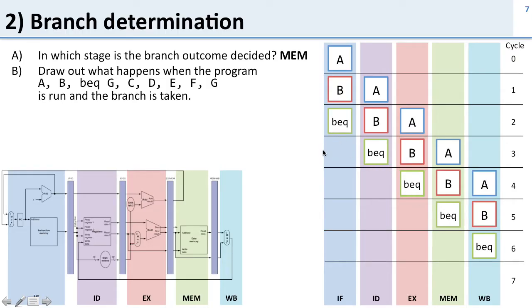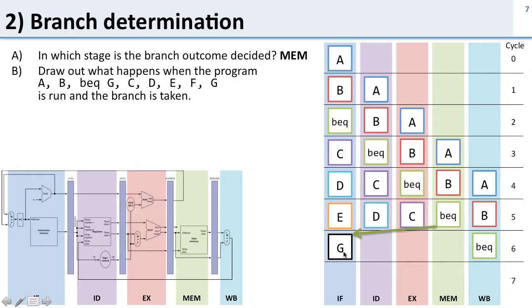So in cycle 3 here, we don't know whether we should take the branch yet. So we're going to go ahead and execute the next instruction, C. And then on the cycle after that, we're going to execute D and C. And then finally, E, D, and C are going to be in the pipeline. So it's not until down here in cycle 5 that we know what the next instruction is, and we can go over here and tell the instruction fetch, no, really go and fetch G. Because we wanted to do A, B, branch equal to G, but instead we ended up executing C, D, and E instead.